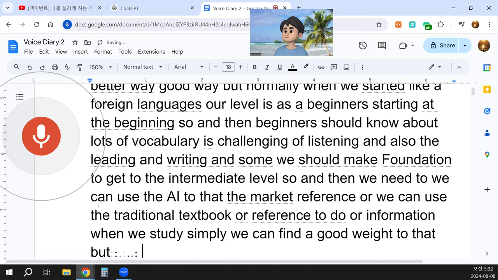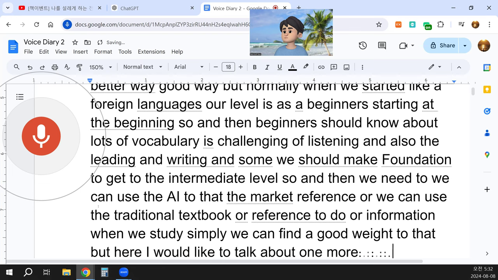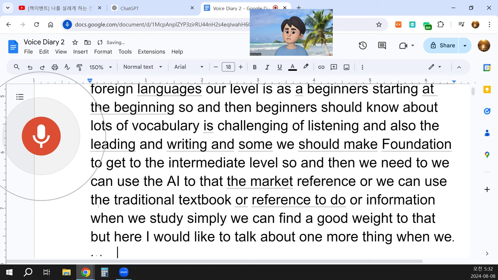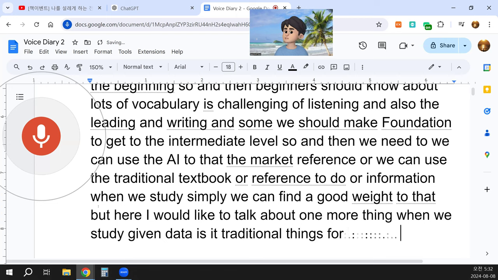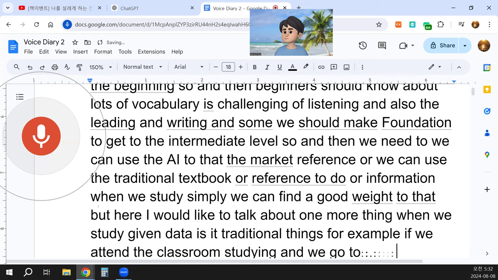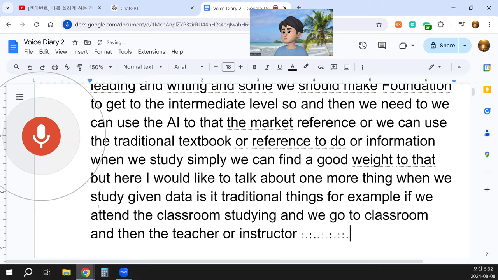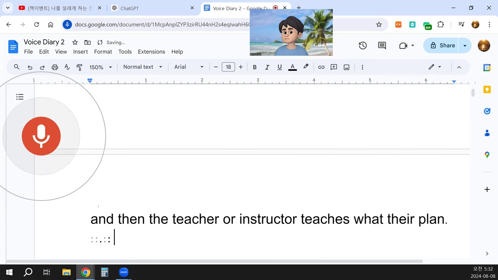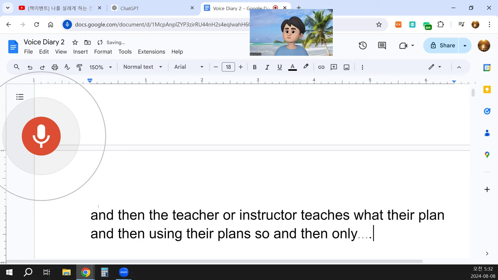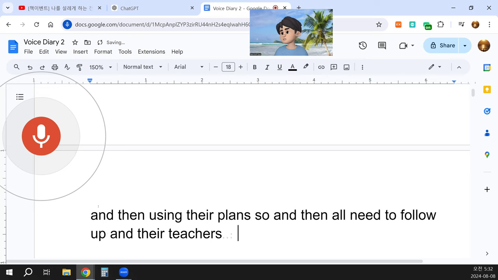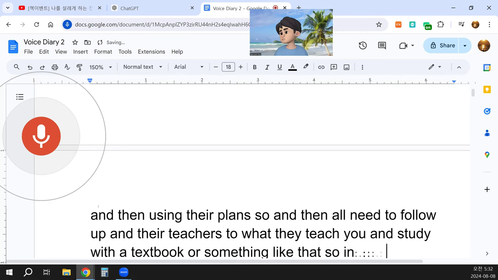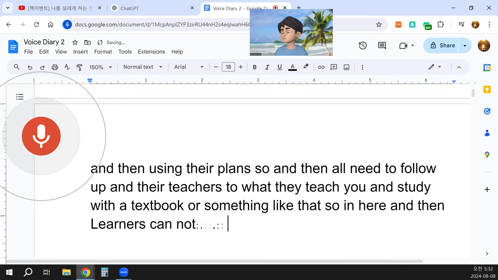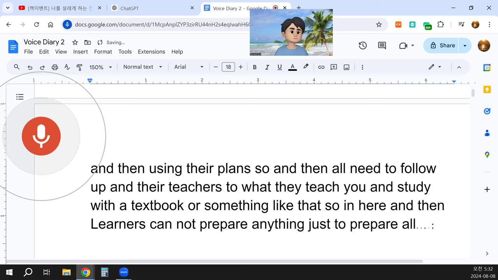But here, I would like to talk about one more thing. When we study, the given data is traditional. For example, if we attend a classroom, the teacher or instructor teaches according to their plan, and the students only follow the teachers and study with a textbook. So here, learners cannot prepare anything; everything to study is prepared for them.